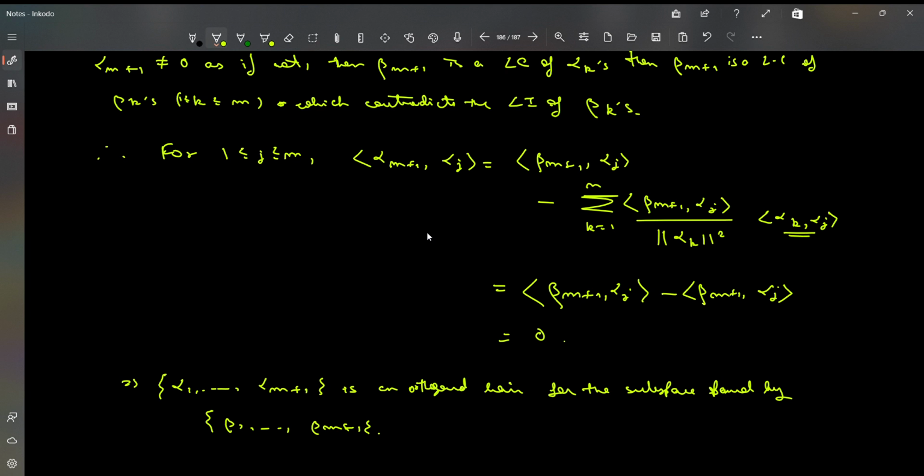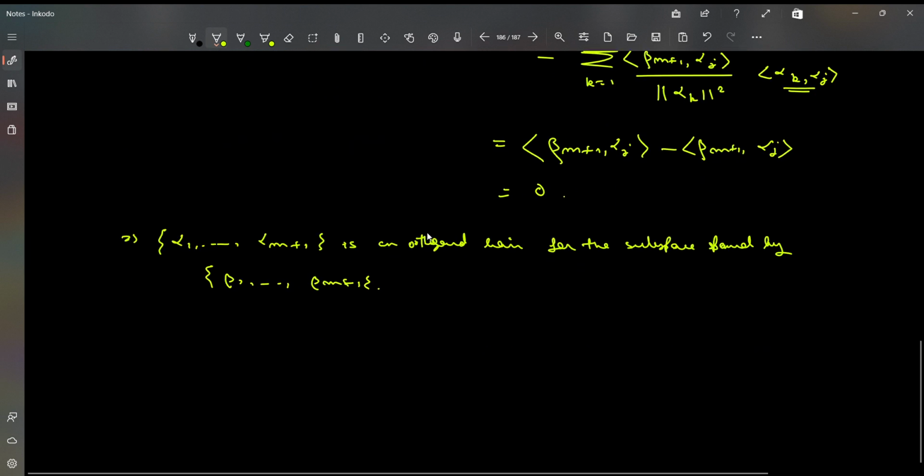Now, how can we say it's a basis? It's a very typical observation, because since we have constructed an orthogonal set, we know that it's already linearly independent. So we have a linearly independent set with m plus 1 elements, and we can use it as a basis for the subspace spanned by m plus 1 linearly independent elements. So we choose that subspace to be the one spanned by beta 1 to beta m plus 1. That's the simplest case we have.